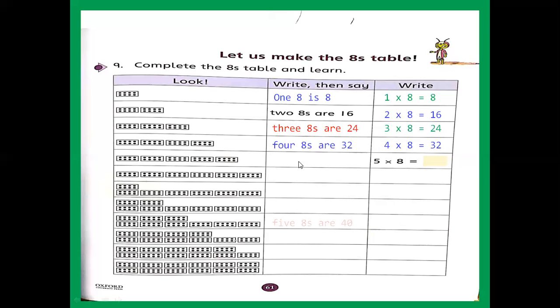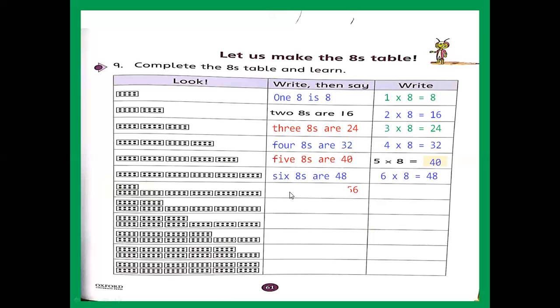1, 2, 3, 4, 5. 5 8s are 40. So 5 8s are right here 40. Okay. 1, 2, 3, 4, 5, 6. Right here 6 8s are 48. 6 8s are 48. 6 × 8 = 48. 6 8s are 48.